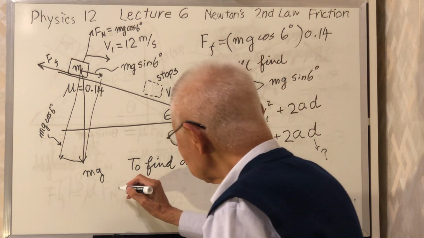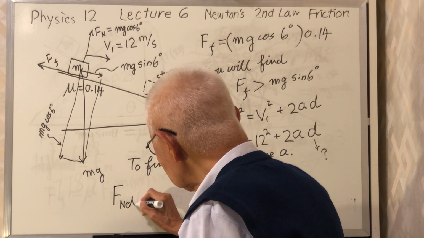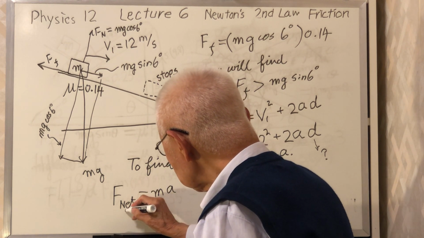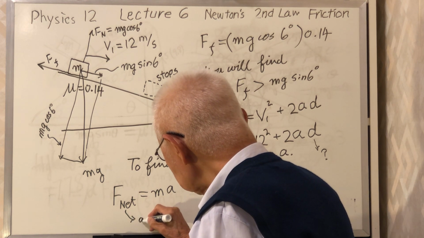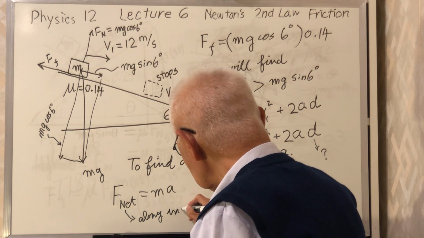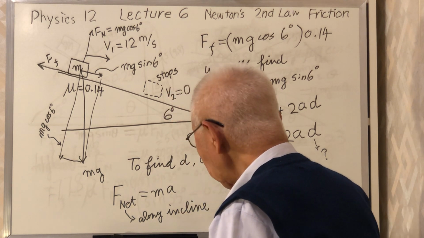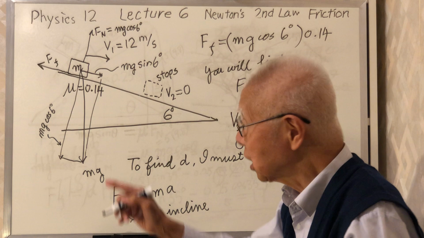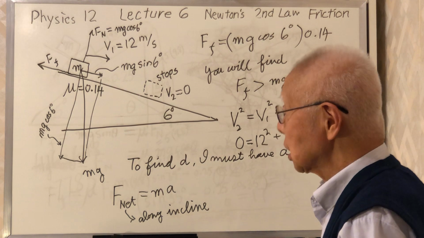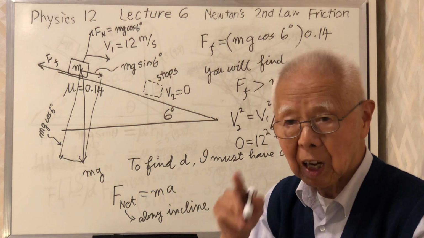A is from Newton's second law. Force net is equal to ma. This net force is along the incline. Why is this net force along the incline? Because it slides down, the acceleration is along the incline. If the acceleration is along the incline, my net force must be along the incline.